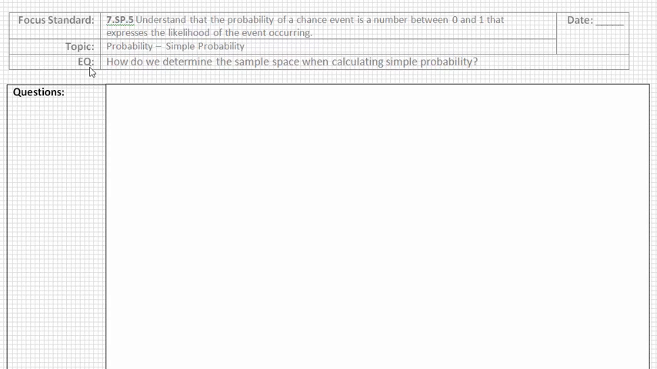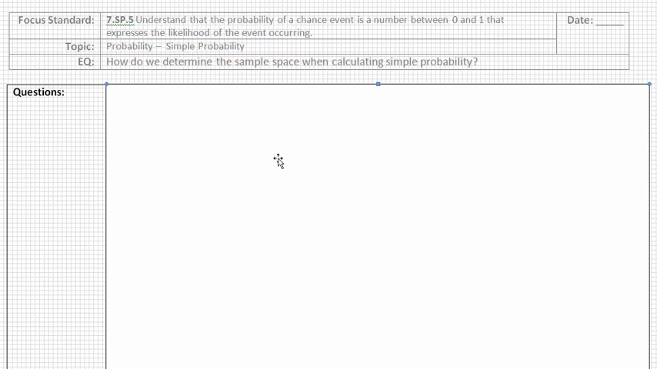Our essential question is, how do we determine the sample space when calculating simple probability? Please take a moment, pausing the video if you need to, to copy down the topic and essential question along with today's date in your header, set up your question column and your note column, and resume the video when you're ready to begin.